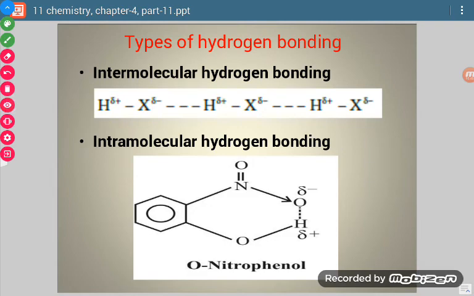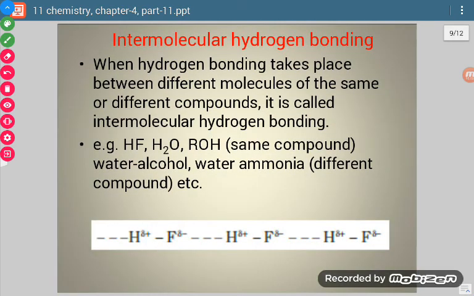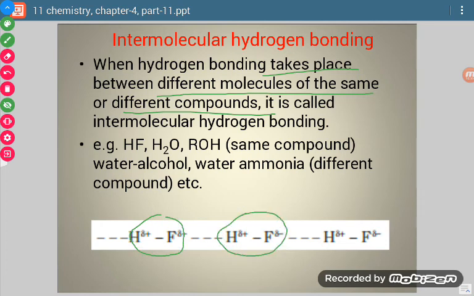Okay. Now let us discuss these two. First is intermolecular hydrogen bonding, when hydrogen bonding takes place between different molecules of the same or different compounds. Now see, different molecules means they can be the same molecules also, they can be different molecules also. Just like in this case, these two molecules are of the same compound and there is formation of hydrogen bond, but they are also different molecules. This is different, this is different.